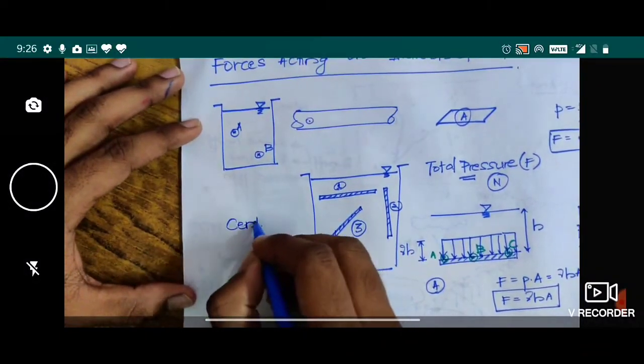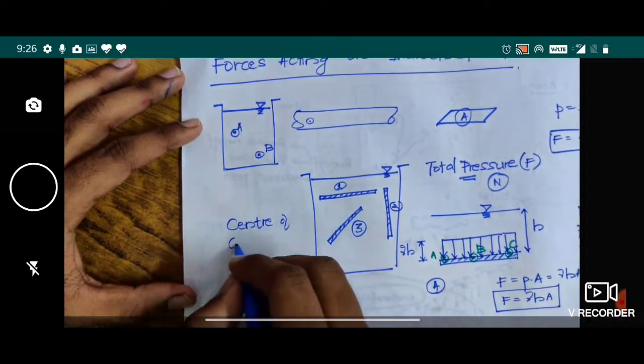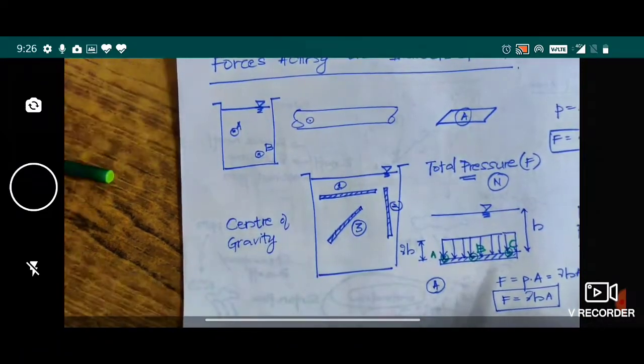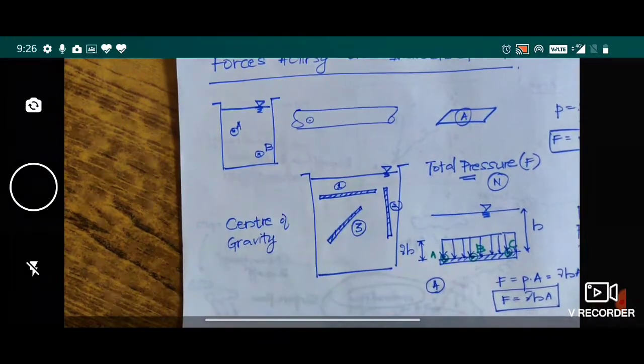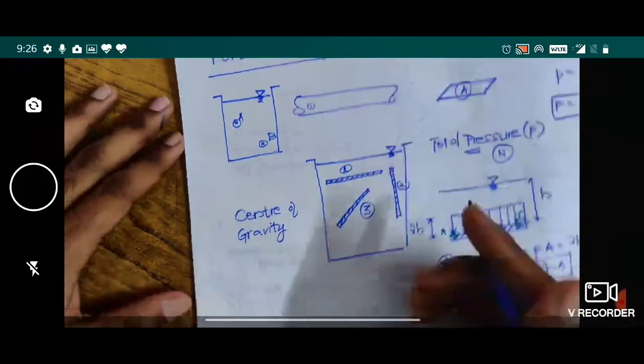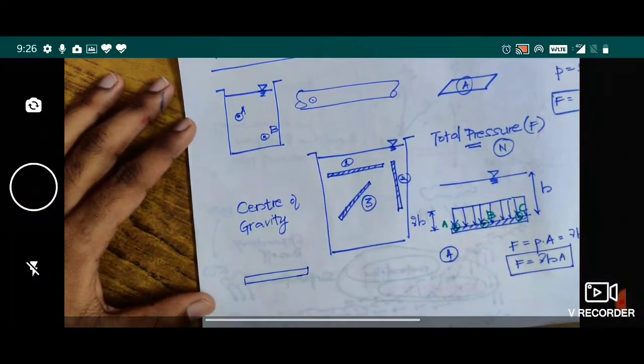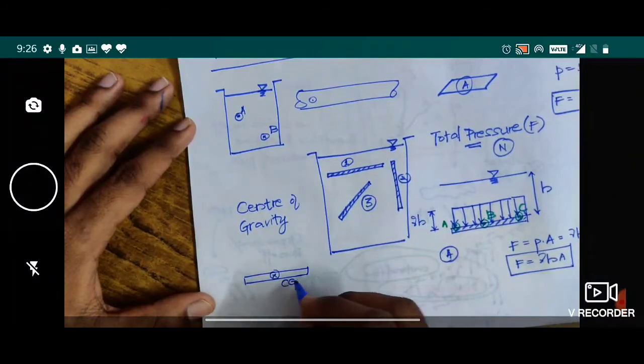You all know what you mean by center of gravity. We all know what this point is. It is the point at which the entire gravitational force is assumed to be concentrating. So, just say for example, if you have a symmetrical object like this, the center of gravity will be at the center itself. So, that is its center of gravity.